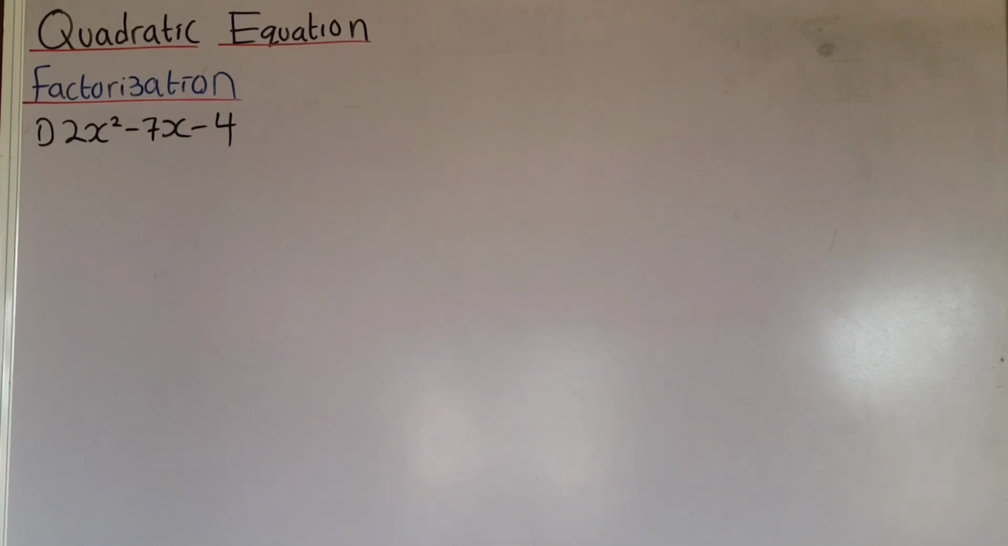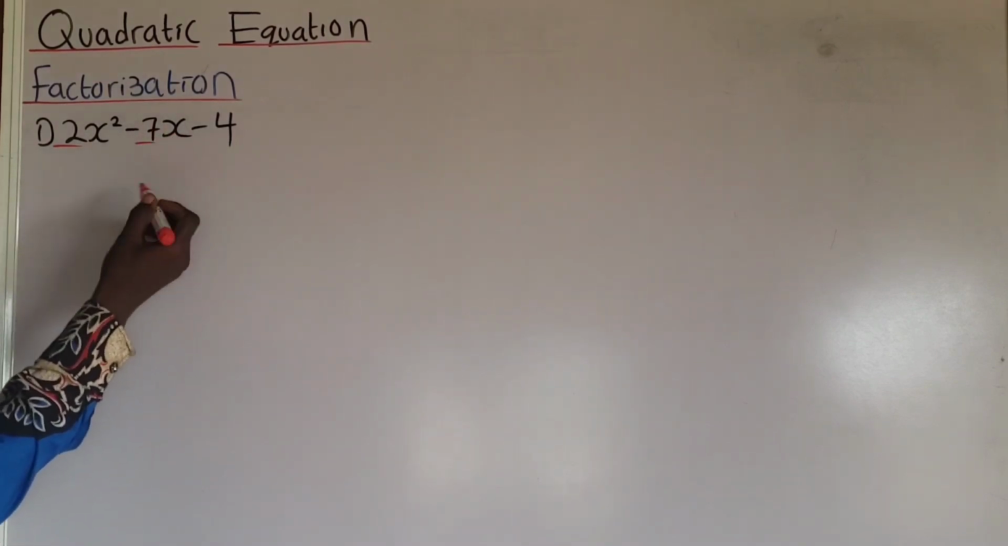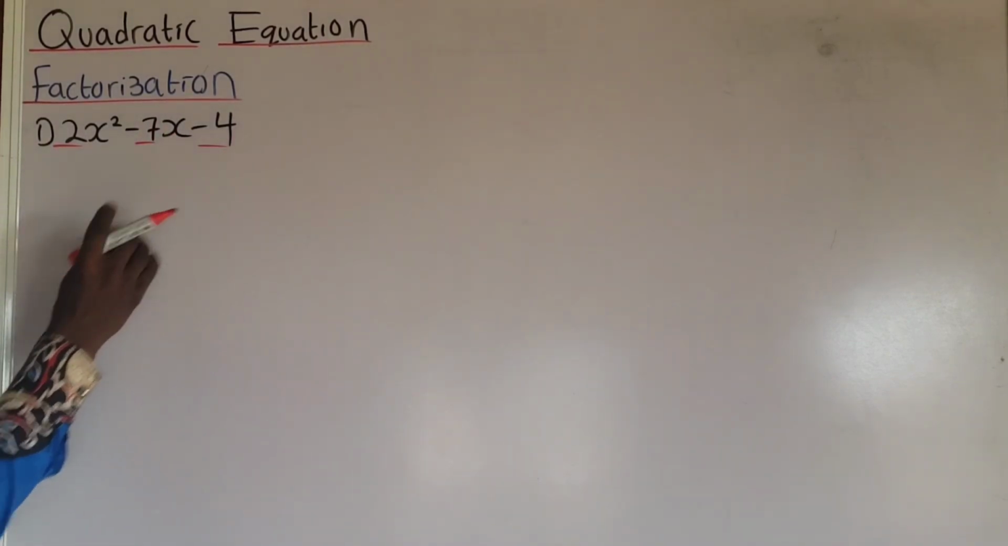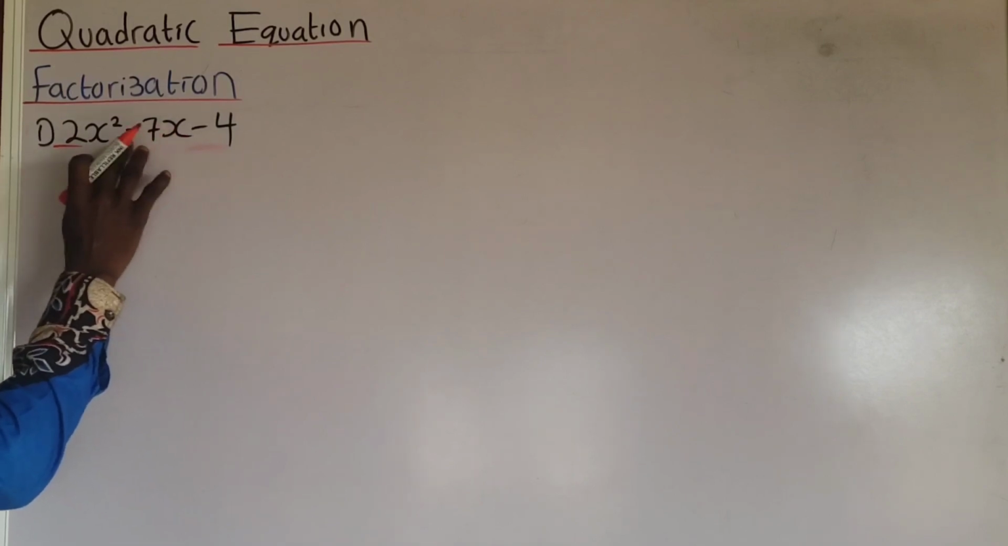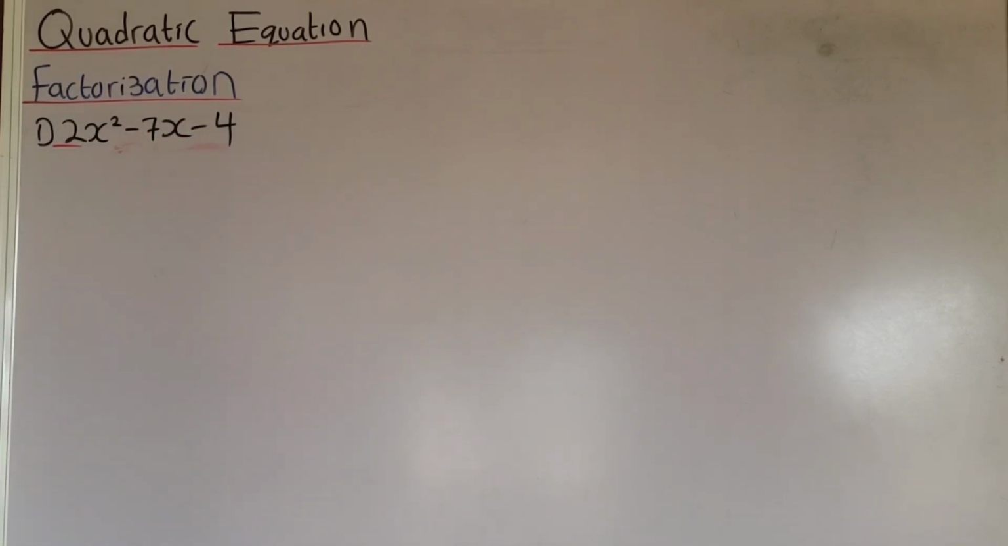To factorize this quadratic equation, the first step is that you have to make the value of a equal to 1. In this case, the value of a is 2. Don't forget, a is the coefficient of x squared. So the value of a is 2, the value of b is negative 7, and the constant term is negative 4. Now we have to make the value of a equal to 1. So how do we do that?